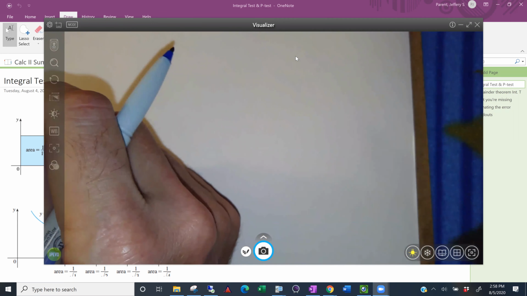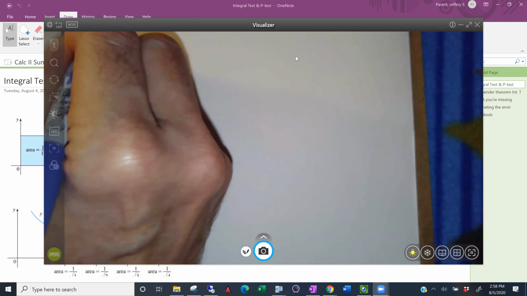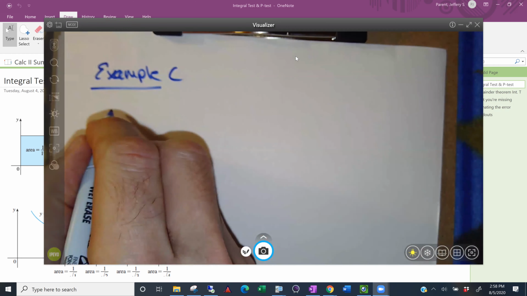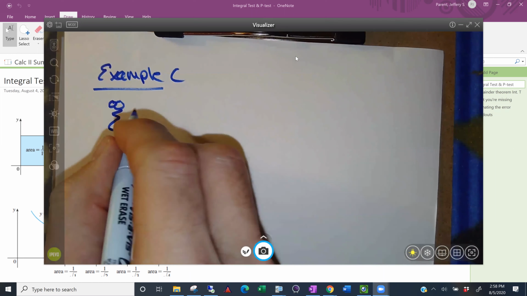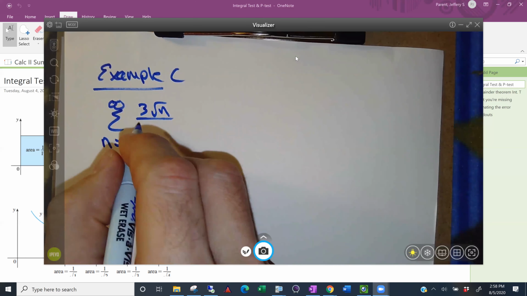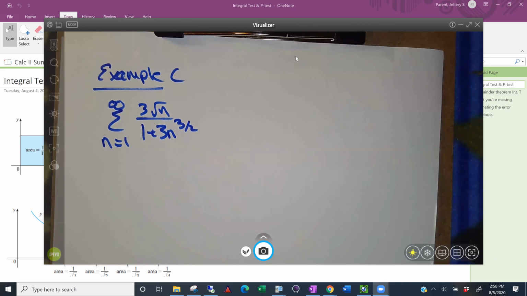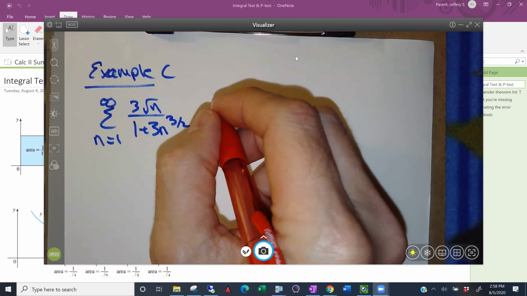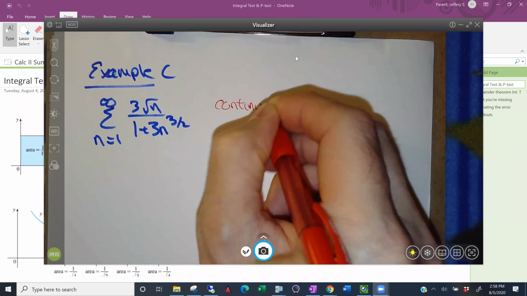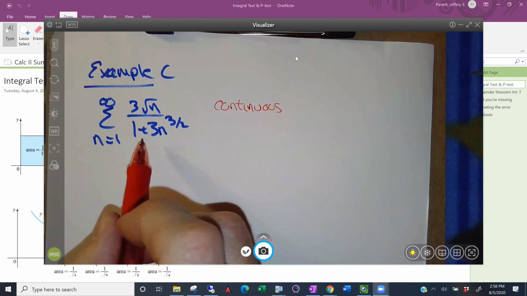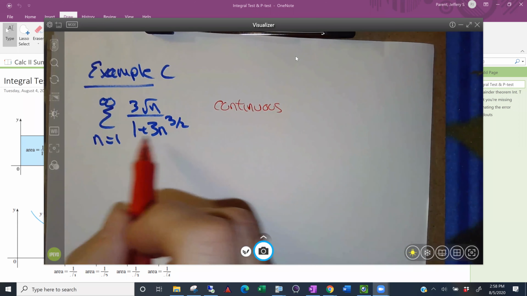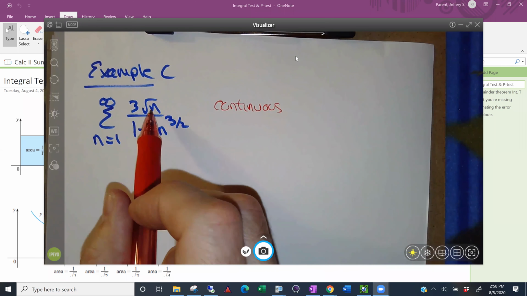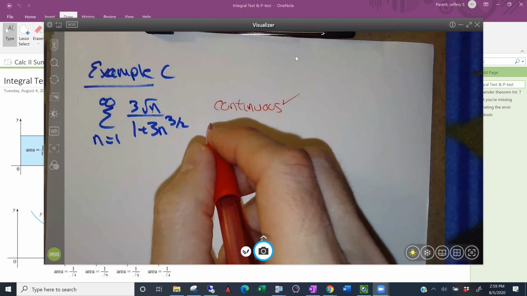That was example B. Let's take a look at example C. So the summation from n equals 1 to infinity of 3 square roots of n divided by 1 plus 3n to the 3/2. Wow. Well, let's think about our checklist here a little bit. This is continuous because on the range of values from 1 to infinity, this isn't going to be 0. You're not going to have a 0 or something negative underneath the denominator. Actually, it's the negative that would be a problem. So it's continuous. We got that going for ourselves.